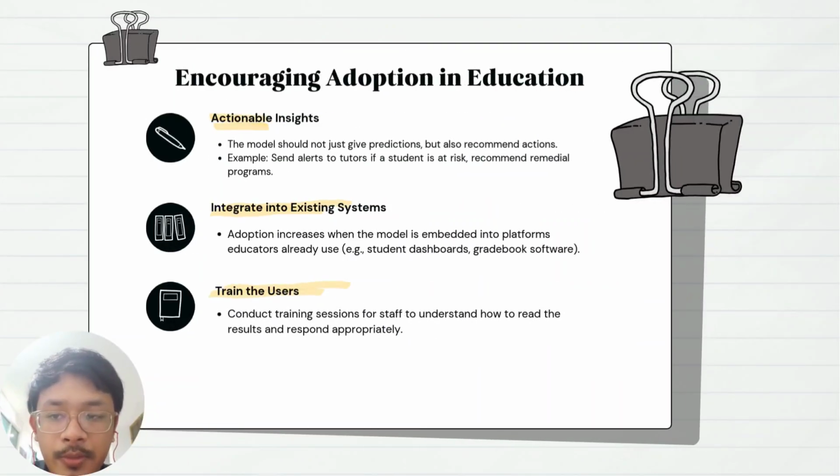To encourage adoption, this model will not only give predictions, but it can also recommend actions. For example, it will send alerts to tutors if a student is at risk, and recommend a remedial program for that particular student. This model can also be integrated into the existing system. Educators will be able to access this model through the existing e-learning system that they are currently using. Then, train the users. Conduct training sessions for staff to understand how to read the results and respond appropriately according to the situation.